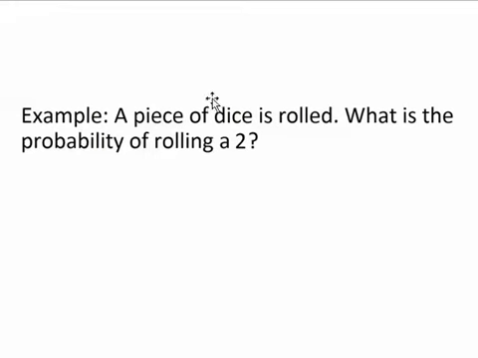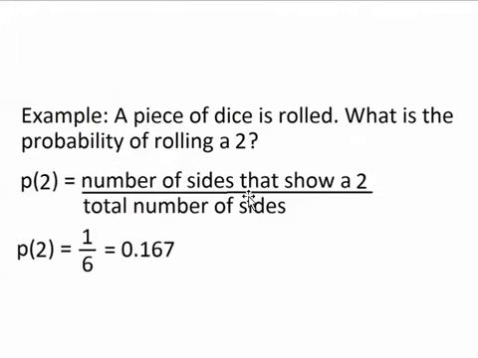Well, also 1 out of 6 sides have a 2, so the answer is still 1 over 6. Actually, there are 6 sides, and each of these numbers only appears on one of the sides. So each of these numbers has a probability of 1 over 6. And if you want to find the decimal answers, just divide 1 by 6, and you get this number right here.